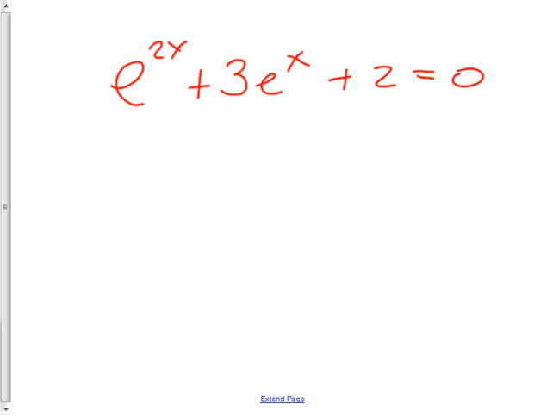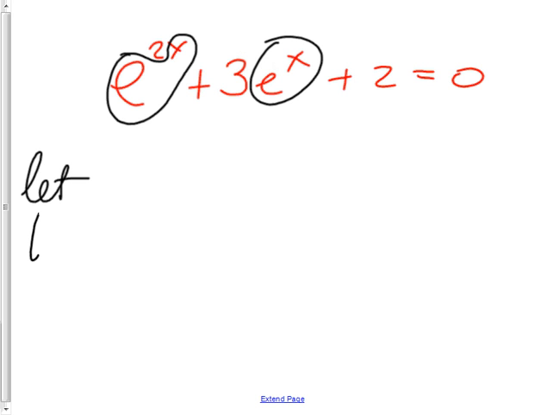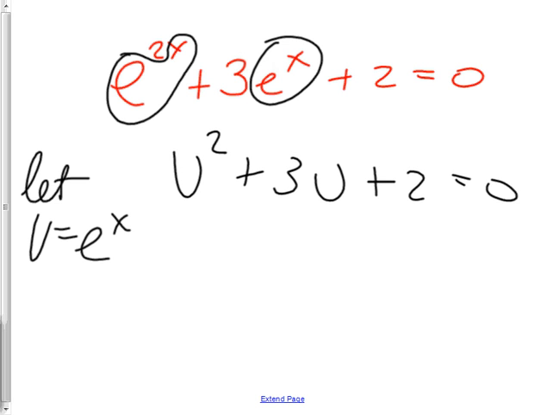And then I hope you get that this e to the x right here is the thing you want to pull out and let u equal e to the x. If you do that, you'll have a nice quadratic. Doing that, you should now have u squared plus 3u plus 2 equals 0.